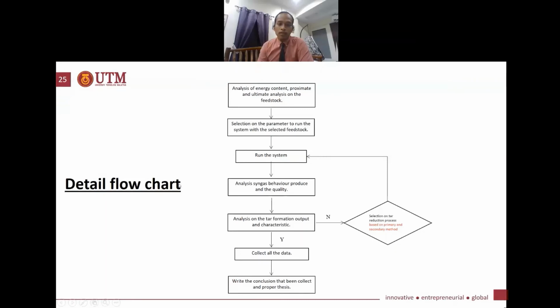As can be seen, the detailed flow chart: analysis of energy content, proximate and ultimate analysis on the feedstock. We start the experiment until we write the conclusion based on the data collected and the proper thesis.